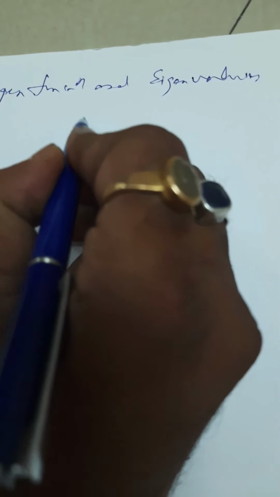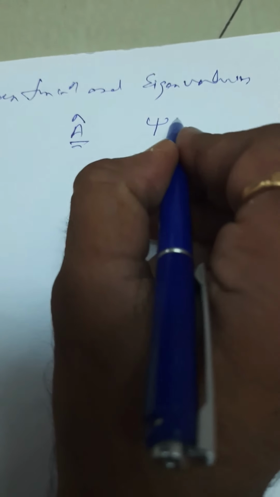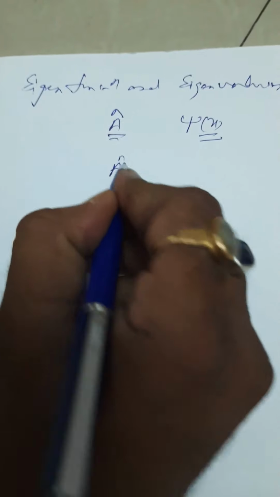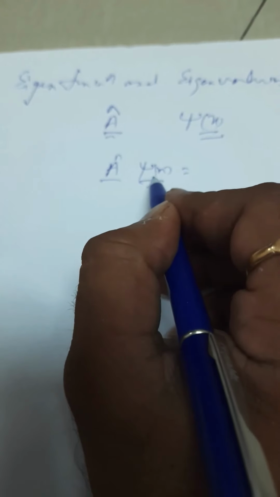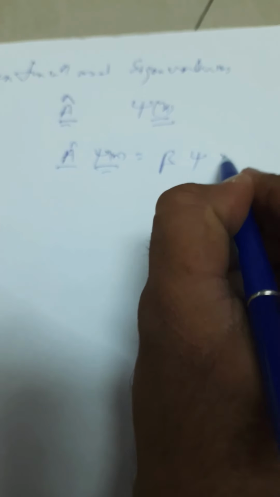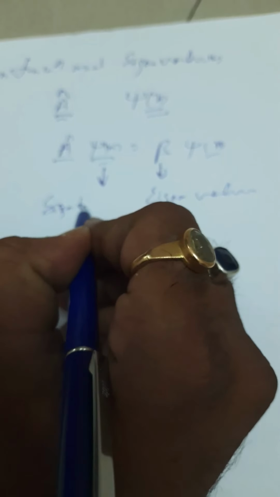Now we'll just assume an operator A cap, which will operate on a function psi as a function of x. Now when we operate this operator on this well-defined function psi x, we'll get something like beta into psi as a function of x. Here beta will be the eigenvalue and this one will be the eigenfunction.